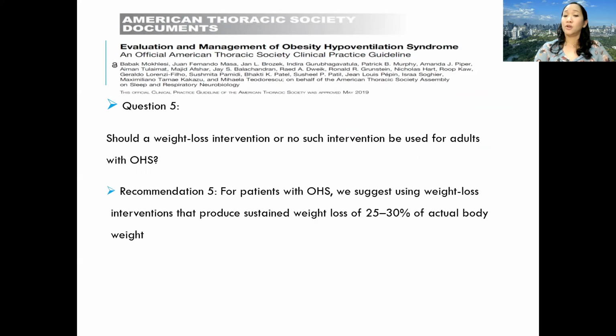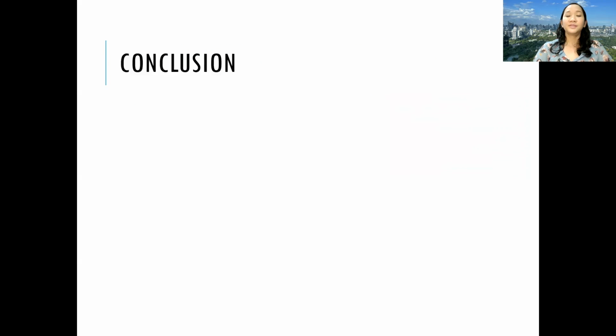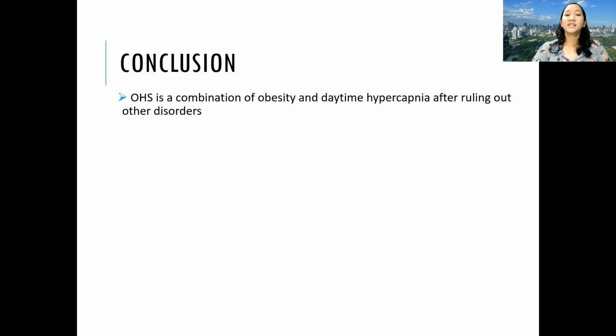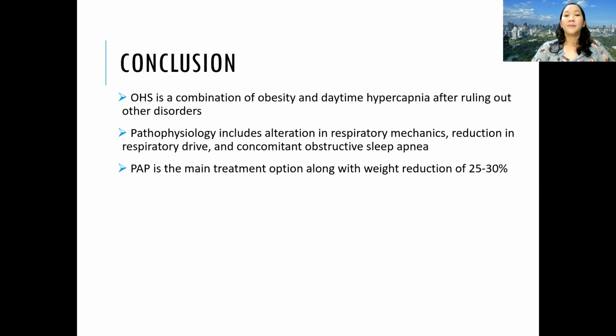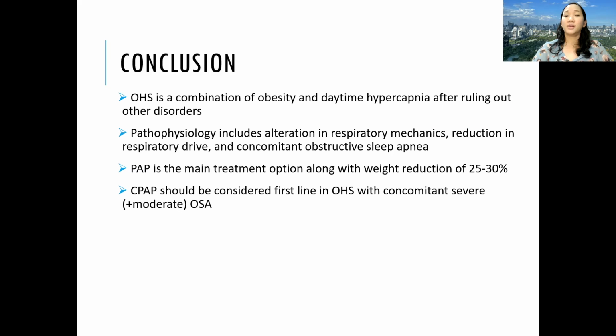Weight loss should also be recommended. We recommend around 25 to 30% weight reduction of their actual body weight. So, conclusion: OHS is a combination of obesity and daytime hypercapnia after ruling out other disorders. Pathophysiology includes alteration in respiratory mechanics, reduction in respiratory drive, and concomitant OSA. PAP is the main treatment option along with weight reduction of 25 to 30%.